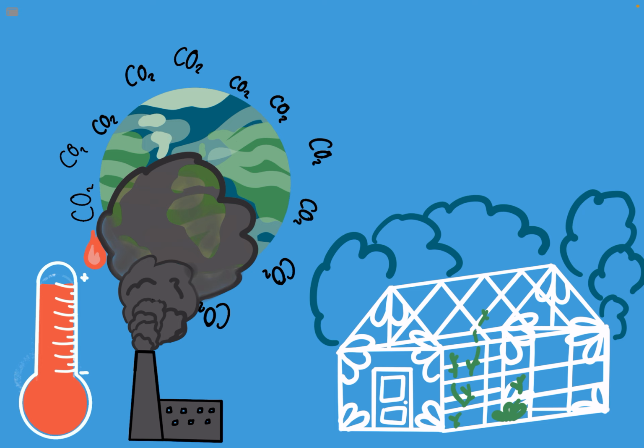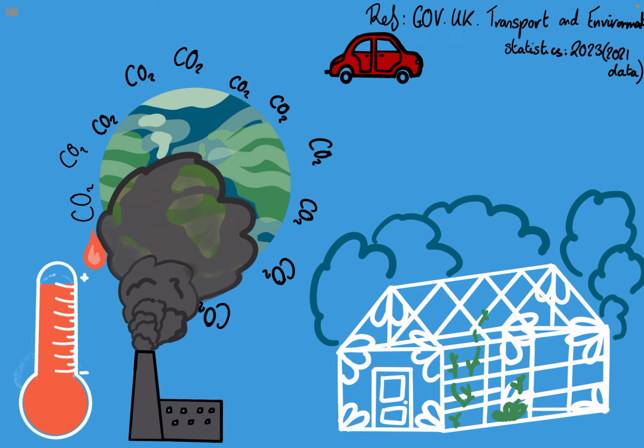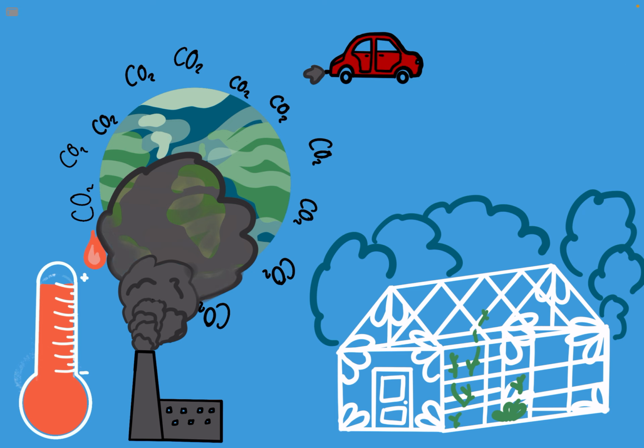Out of the different greenhouse gas releasing factors in the UK, domestic transport was the highest contributor, producing 26% of emissions according to the government in 2021.